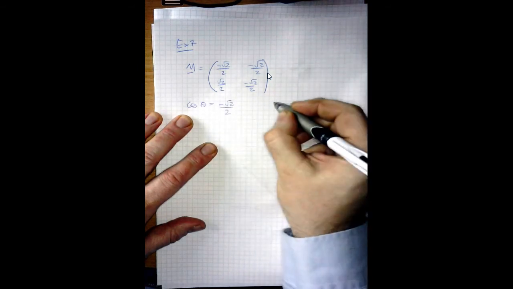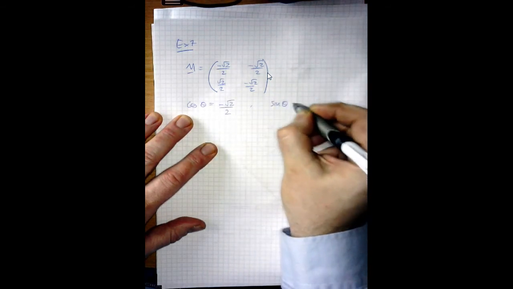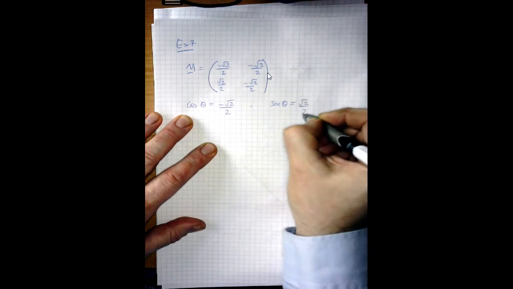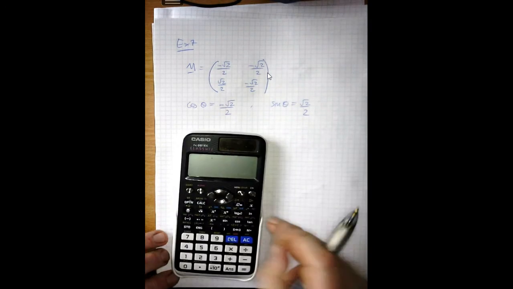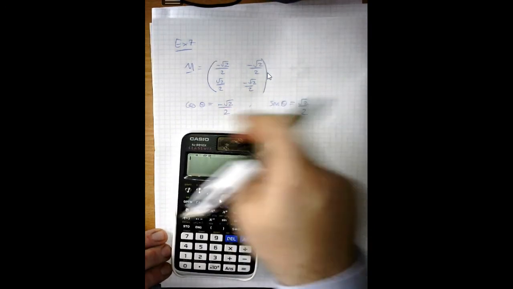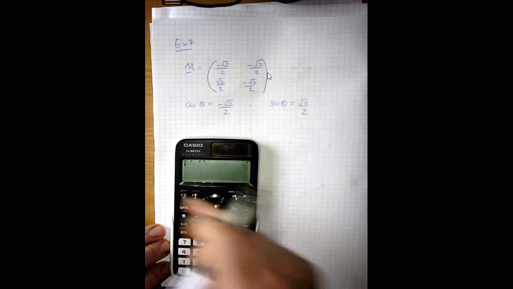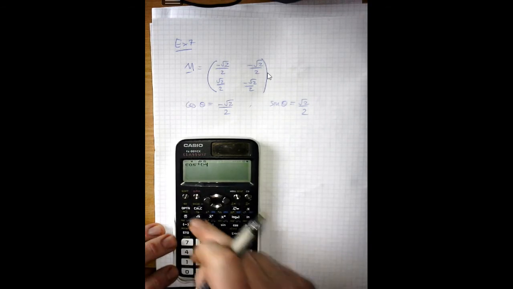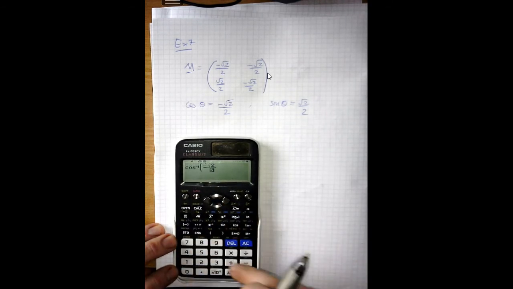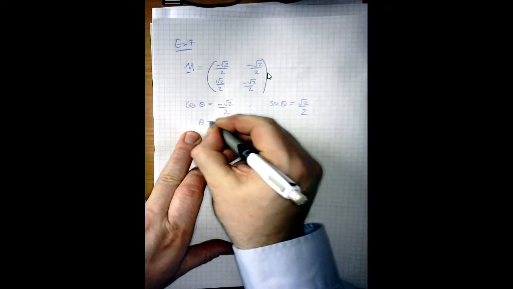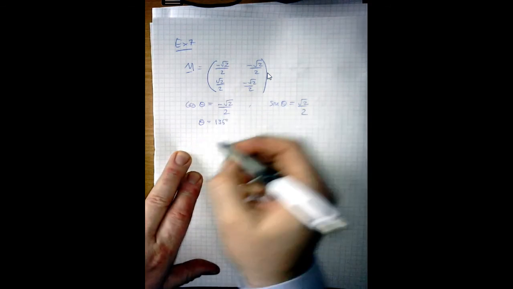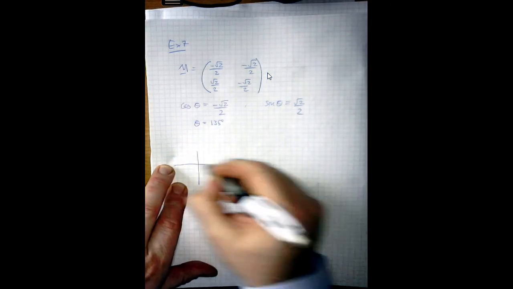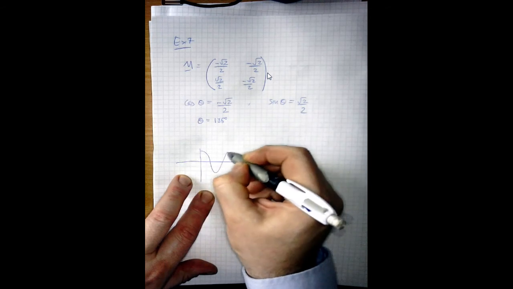If I do inverse cos of minus root 2 over 2, gives me theta is 135 degrees. Remember, on a cos graph, there'll be two solutions. One of them is 135. The other one comes from 360 minus 135. So let's do that. So theta is 135 or 225.